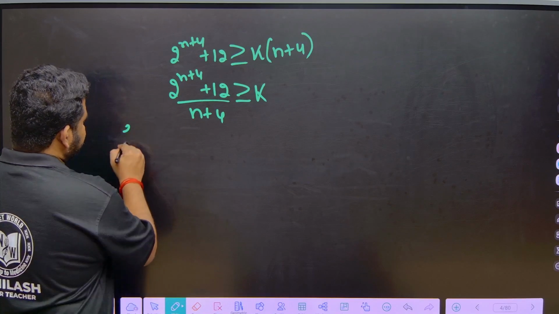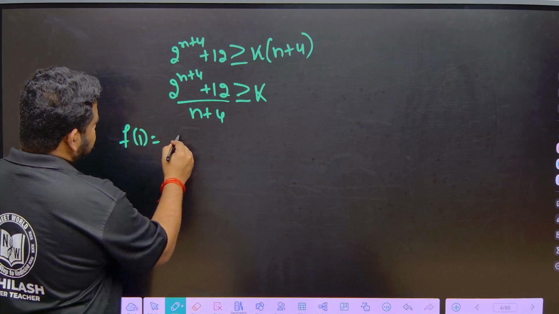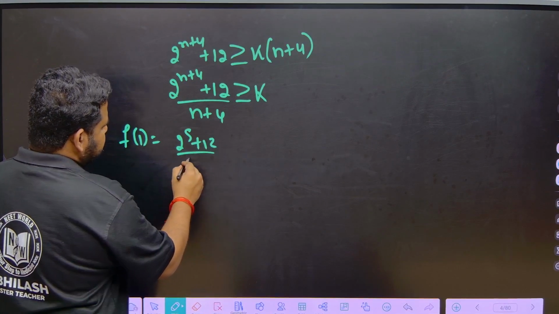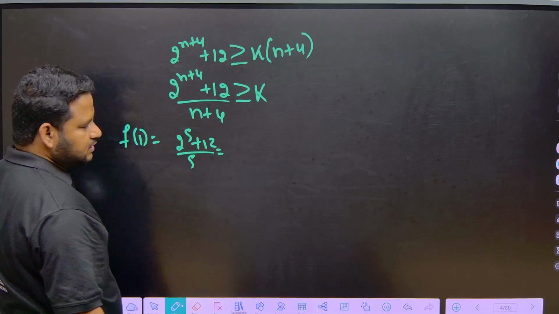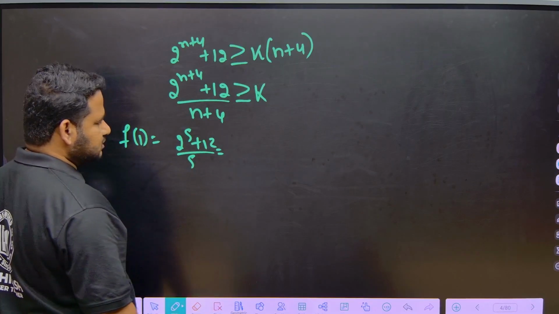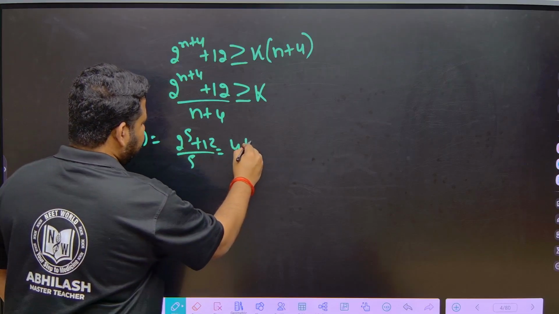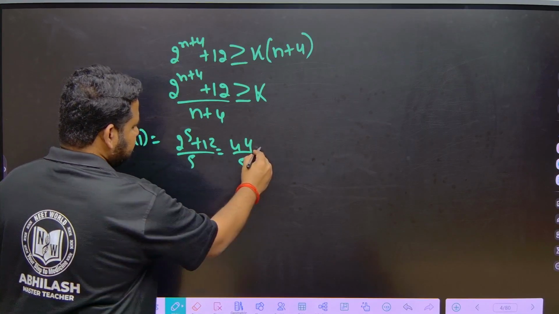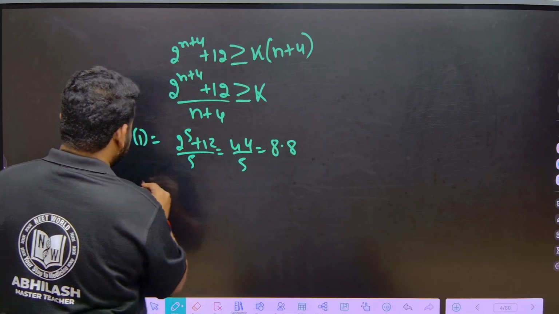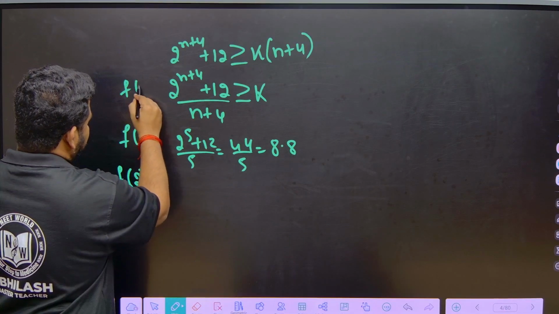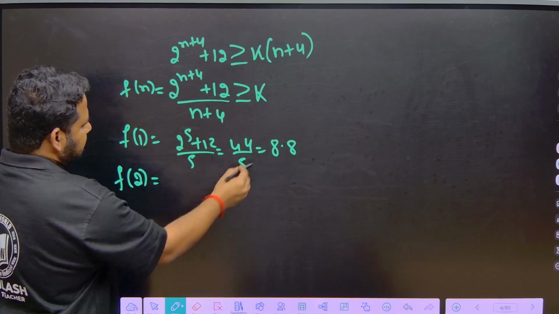If I put f of 1, I will get 2 to the power of 5 plus 12 divided by n plus 4, which is 5. 2 to the power of 5 is nothing but 32. 32 plus 12 is 44. 44 by 5 is nothing but 8.8. So, I am getting 8.8.